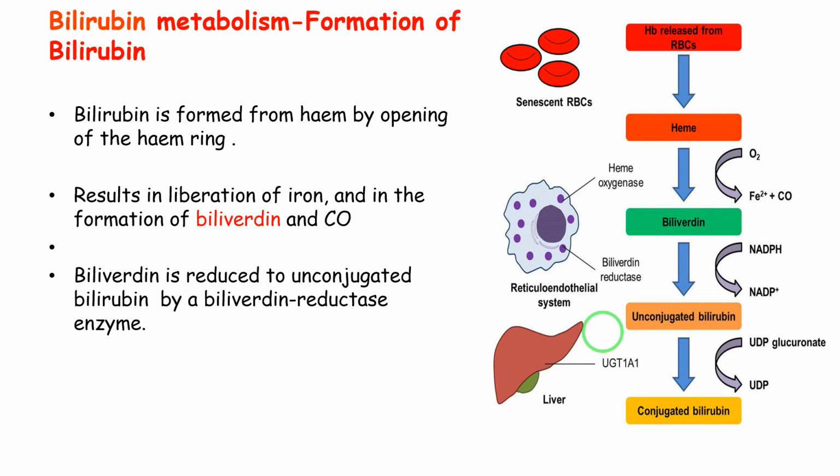This unconjugated bilirubin that is formed after the breaking of the hemoglobin heme molecule is water insoluble, so it needs a transport protein to carry it to the liver, which is the main site for processing and conjugation. The carrier protein in this case for the unconjugated bilirubin is albumin.